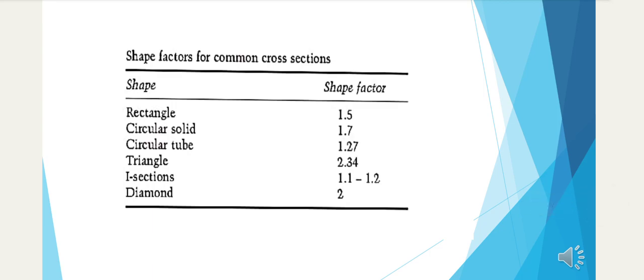So, shape factor for common cross sections. The shapes are rectangle, circular solid, circular tube, triangle, I sections, diamond. So for that, the shape factor values are 1.5, 1.7, 1.27, 2.34, 1.12, 1.22.